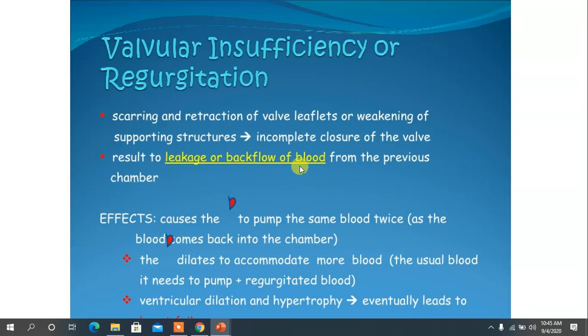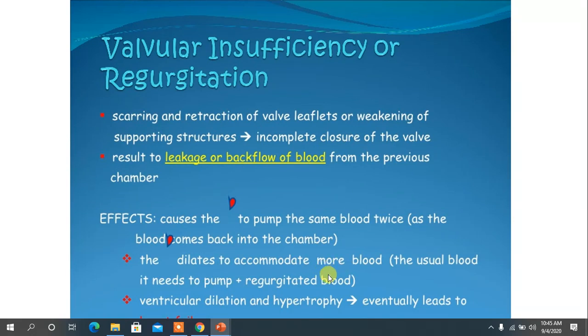So there is leakage or backflow of blood from one chamber to the proximal chamber. The cause is to pump some blood twice as blood comes back into that chamber. So the right atrium will not be fully emptied with every beat. It will dilate to accommodate more blood.